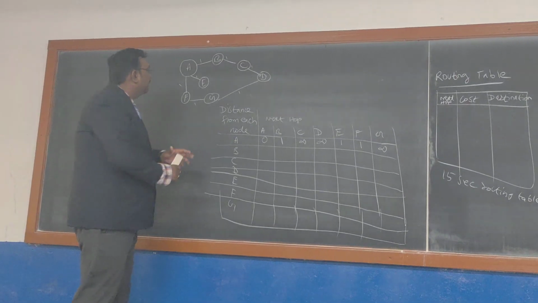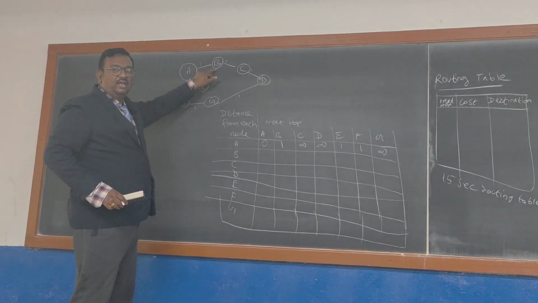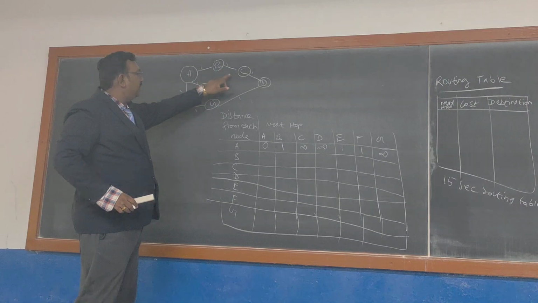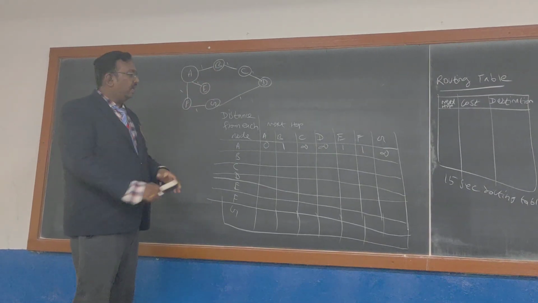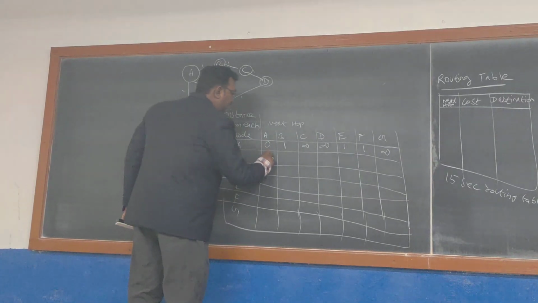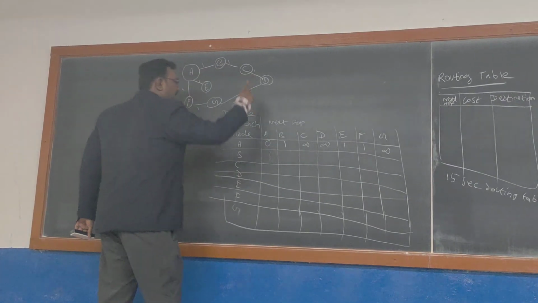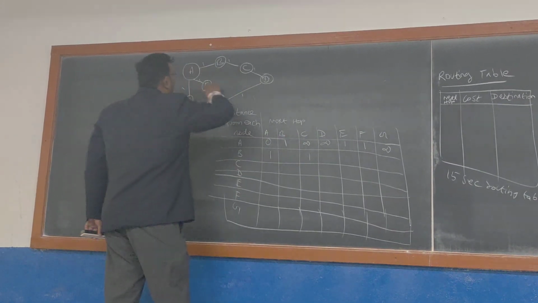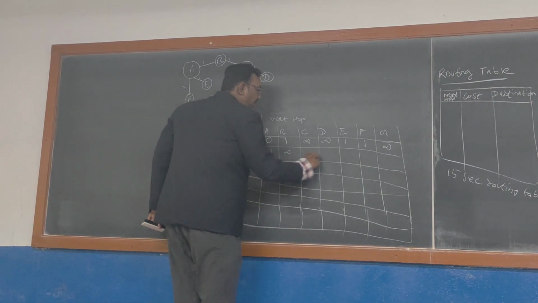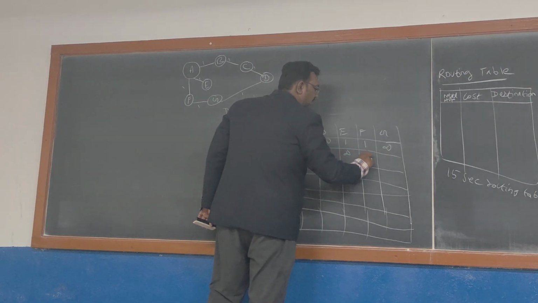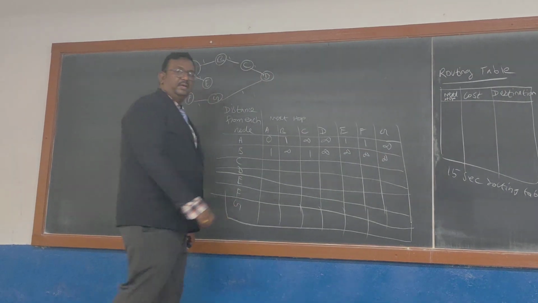Next comes B. For B, what are the neighbors you have? B to A and B to C. So from B to A you have 1, and B to C you have 1. For the other nodes you don't have a direct path from B, so you put infinity.